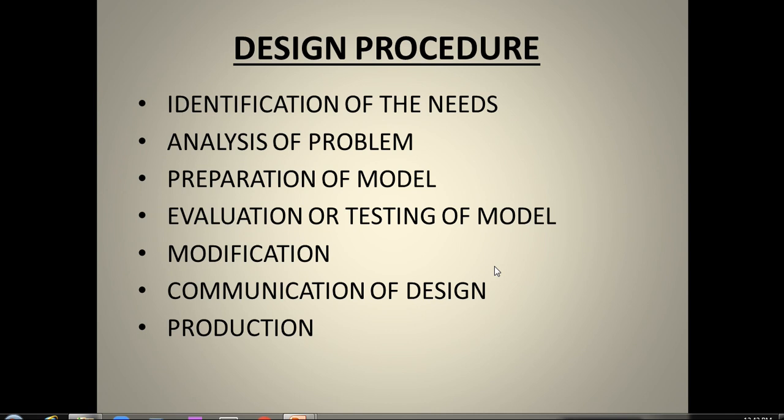We will be communicating the design to the various departments, whether it is the procurement department, the quality department, or the production department. That means we will be preparing the drawings of that particular product and all that. And once it has been done, we'll move to the next step, that is production. Once the design is on the floor and we have the drawing, then you can start the production.